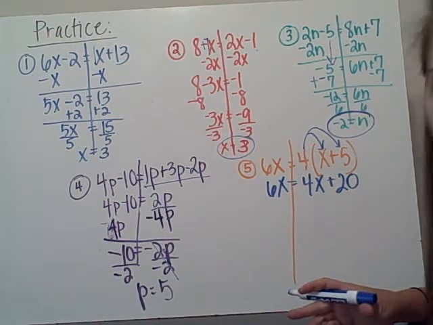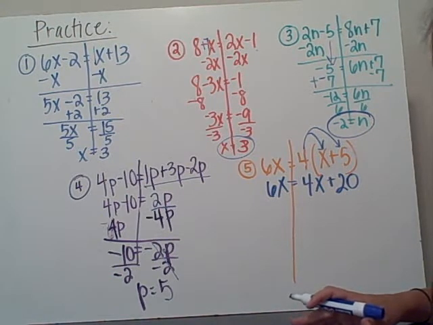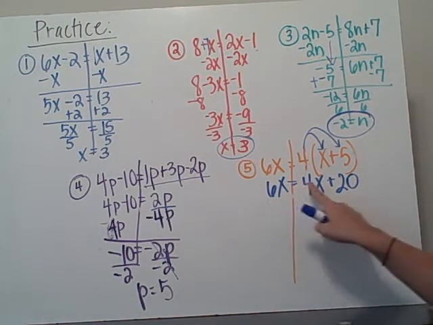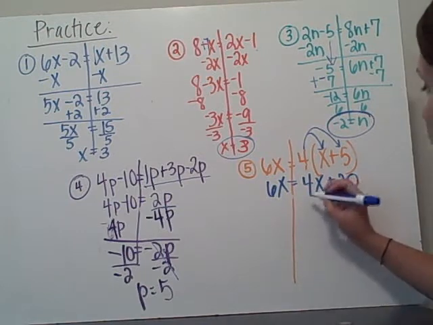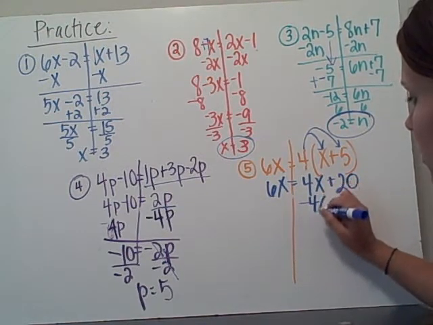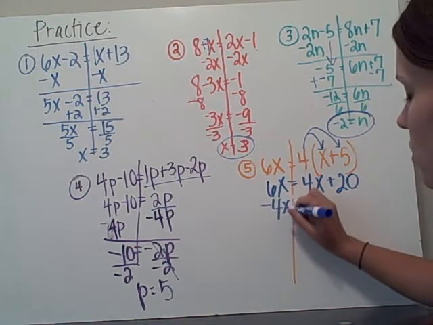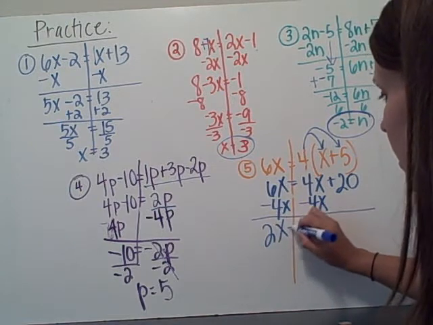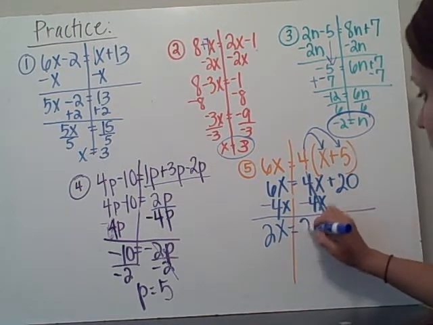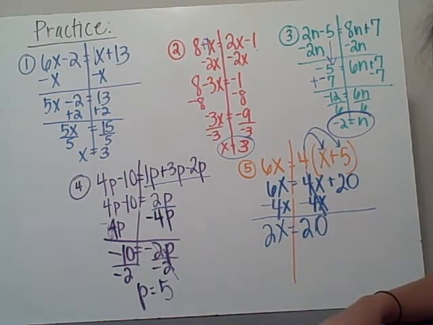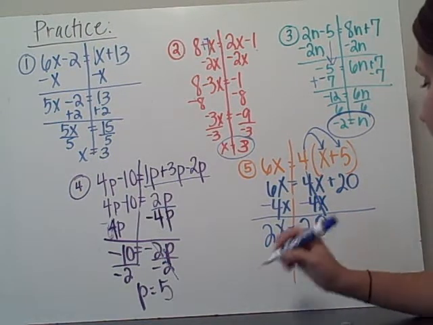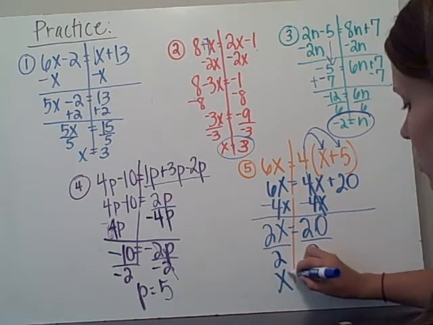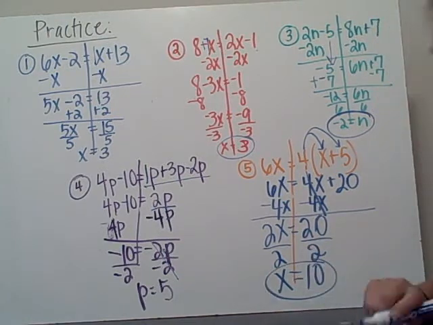Now, I don't have any fractions, so I don't have to worry about getting rid of those. So now I want to get all my variables on one side. Well, there's just variables on this side already, so I'm going to move the 4x to the left. It's a positive 4x, so I'm going to subtract 4x. If I do it on one side, I must do it on the other. 6x minus 4x is 2x. These cancel, and I'm left with 20. This is multiplication, so the inverse operation of multiplication is division. So I'm going to divide by 2 on both sides. So my final answer is x equals 10.